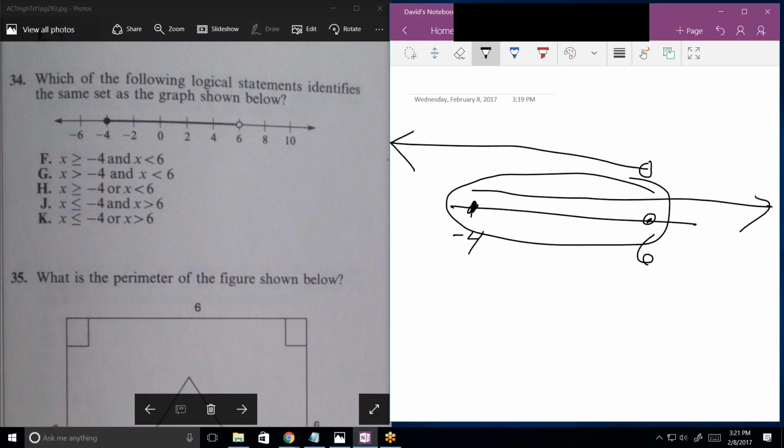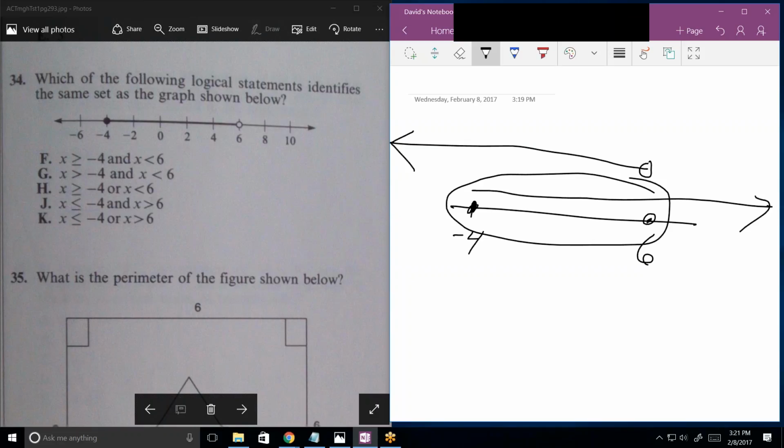And H says that x is greater than minus 4, or x is less than 6. Well, that includes the entire number line. Let's say negative 1,000 satisfies it, because x is less than 6. So negative 1,000 would satisfy that, and plus 1,000,000 would satisfy that. So there is a huge difference between H and F.